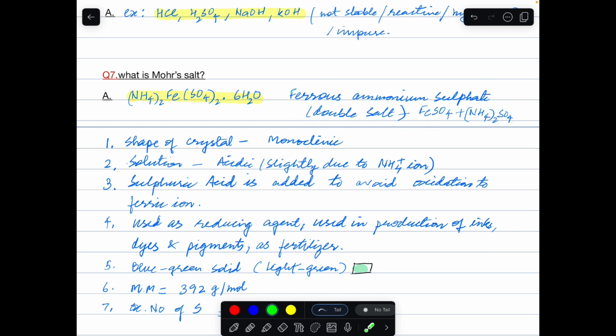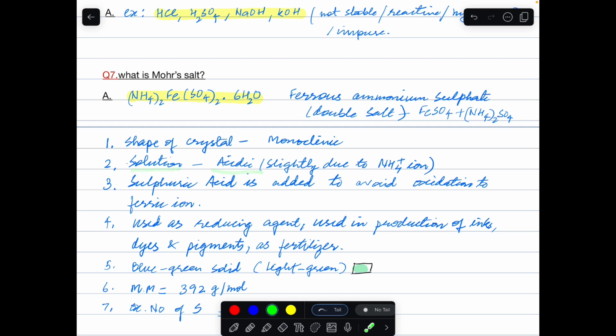When we dissolve Mohr's salt in water, we will get all the respective ions, that is, free ferrous ion, sulfate ion and ammonium ion. All ions are available in the solution, therefore it is a double salt, not a coordination compound or a complex compound. It is prepared by mixing ferrous sulfate with ammonium sulfate. When we crystallize the double salt from the solution of this mixture, we get monoclinic crystals.